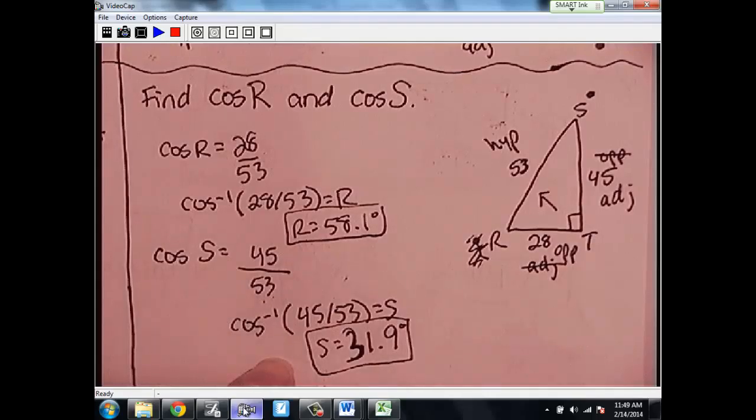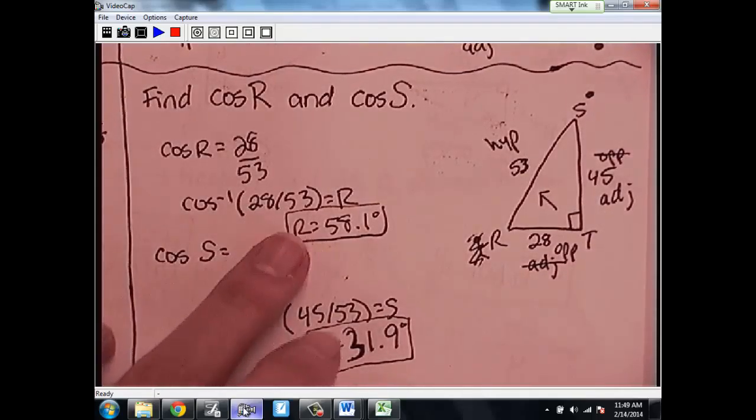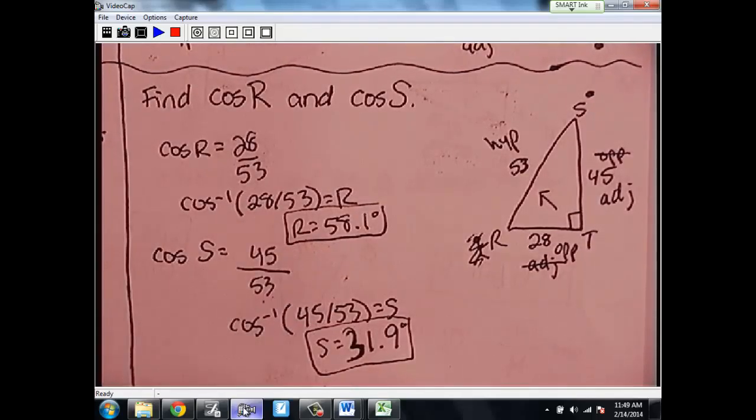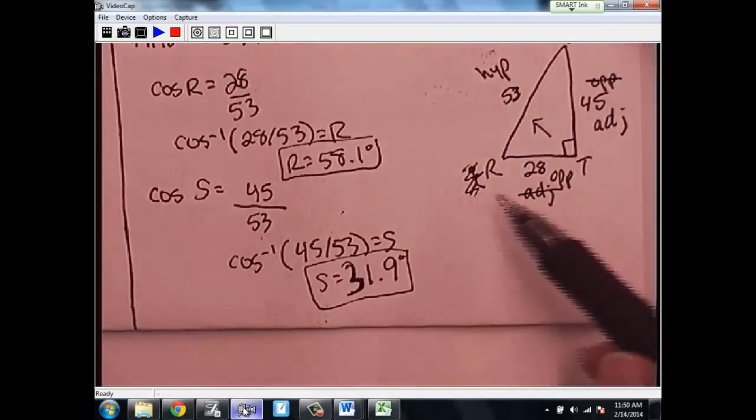31.9 degrees. Because when I add these two, they add up to 90. Plus my 90-degree angle gives me 180 degrees in that triangle. Questions? Great question.